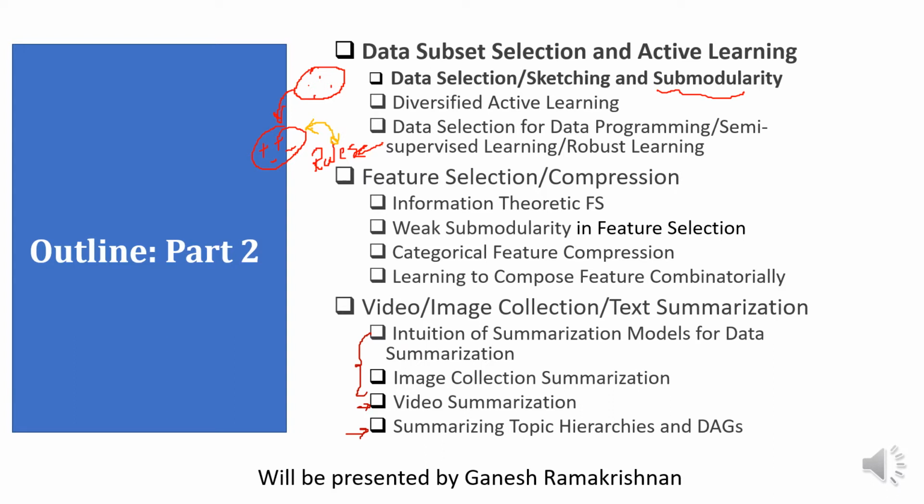We'll thereafter look at feature selection, moving from instance space to the feature space. There are methods in information theoretic feature selection, use of weak submodularity in feature selection, categorical feature selection, and so on. The final part of our talk, in part 2, would deal with summarization.